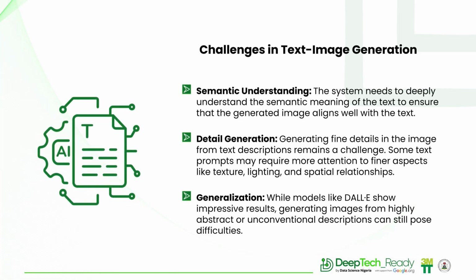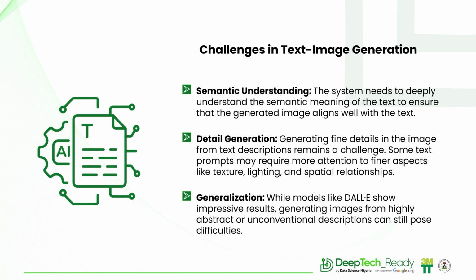So what are the challenges in text to image generation? Number one, semantic understanding. The system needs to deeply understand the semantic meaning of the text to ensure that the generated image aligns well with the text. That's one of the reasons why we use pre-trained models, because to build such kind of model that has such deep meaning, it requires a lot of semantic understanding.